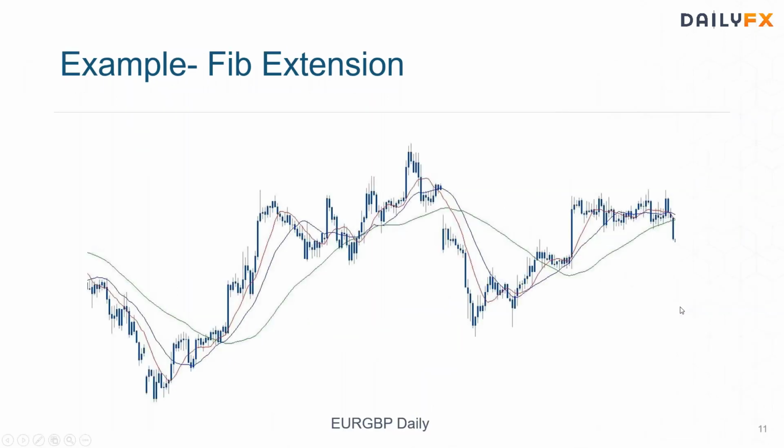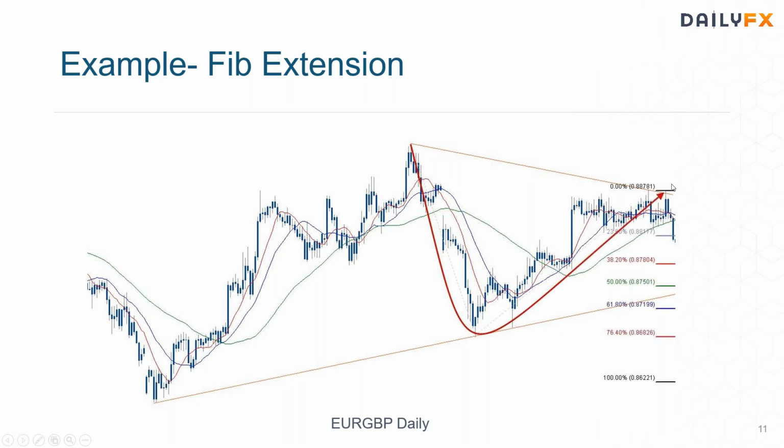What's an example of an extension? When do we use extensions? Well, here's an example of Euro Pound. This goes back a few years, but was such a stellar example. You had this multi-month consolidation pattern, right? Price was contracting. You see a series of higher lows, a series of lower highs, and you're looking for the breakout. An extension here using a high, low, high yields your downside objectives.